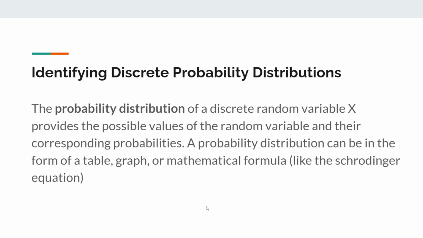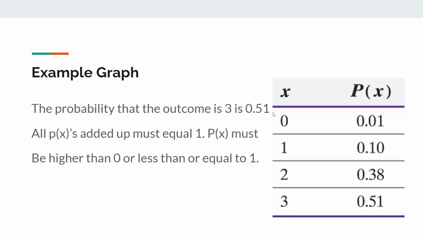Now, here's how you identify discrete probability distributions. The probability distribution of a discrete random variable x provides the possible values of the random variable and their corresponding probabilities. So you might get 5 heads 90% of the time, 4 heads 5% of the time, 3 heads 2.5% of the time, and so on and so forth, and that's what a probability distribution is.